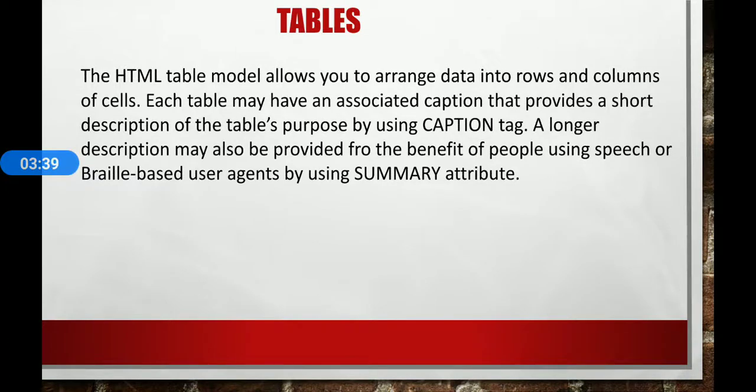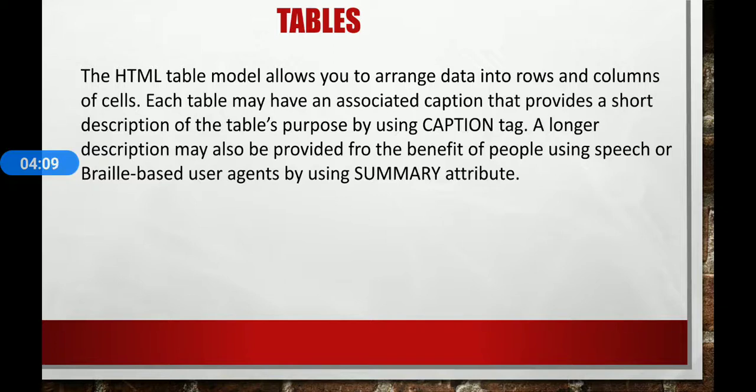Next one is table. The HTML table model allows you to arrange data in text, pre-formatted text, images, links, forms, form fields, other tables, etc. into rows and columns of cells. Each table may have an associated caption given through the caption element that provides a short description of the table's purpose.